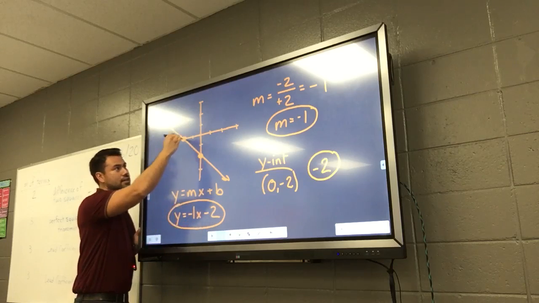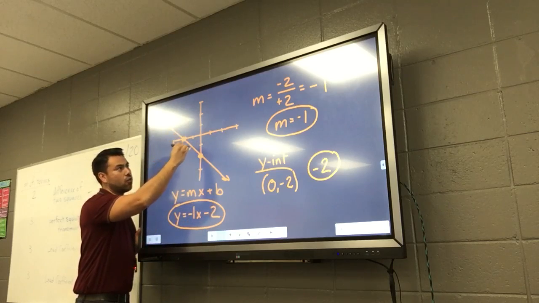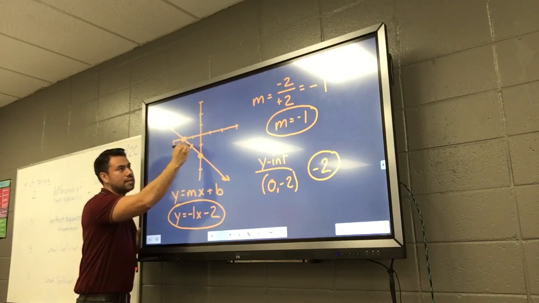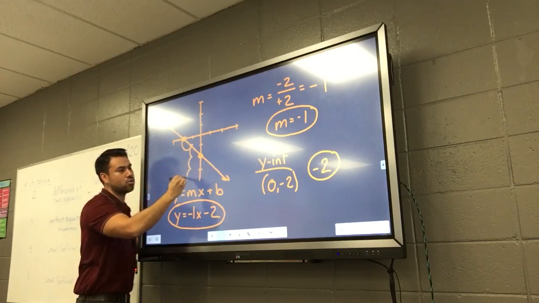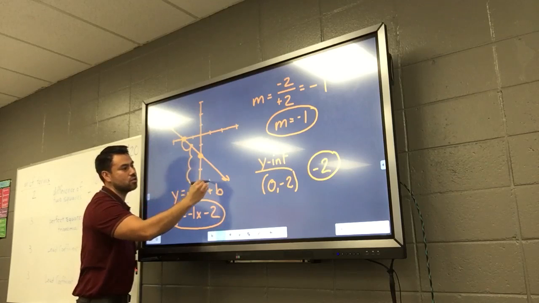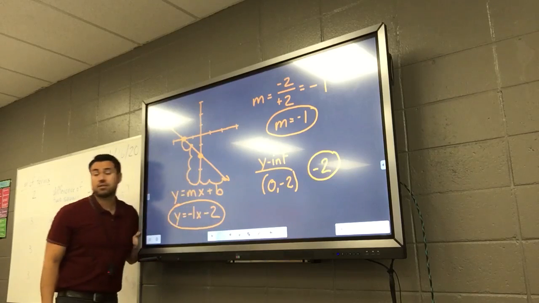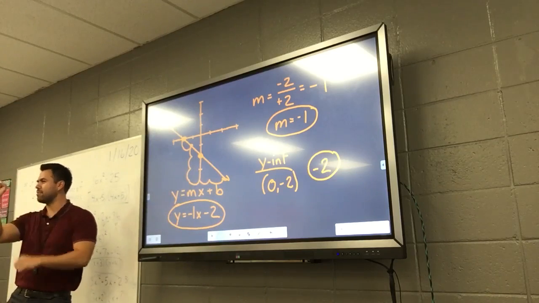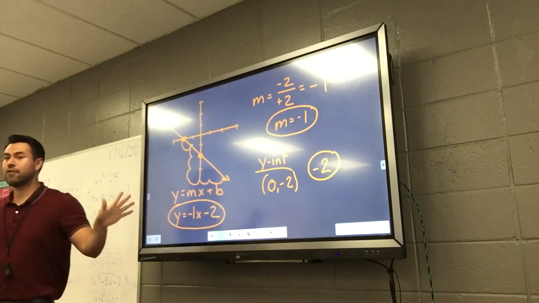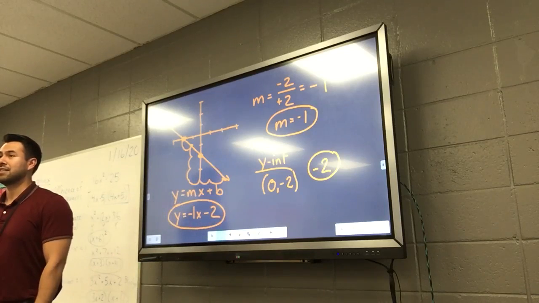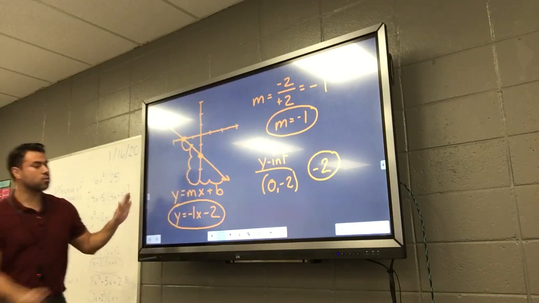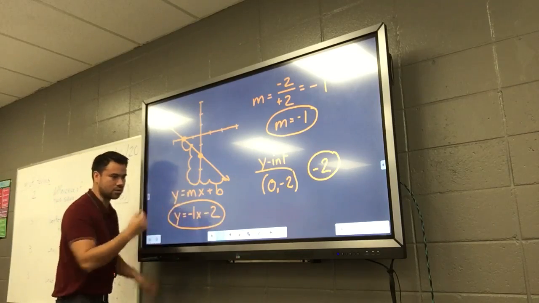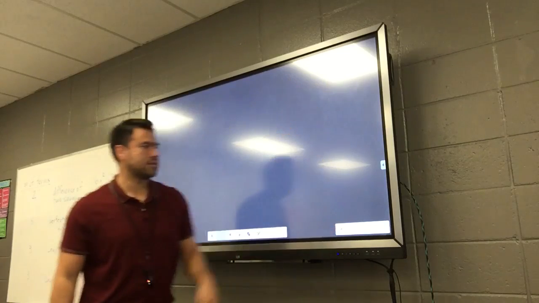Ready? Down 1, over 1. Down 1, 2, 3. Over 1, 2, 3. So I got the slope. That's for certain. That's finite. And I got the y-intercept, and those infinite number of points. There's a lot of them, but you can represent it in this little equation right here. That's the cool part. Okay, let's do it again.